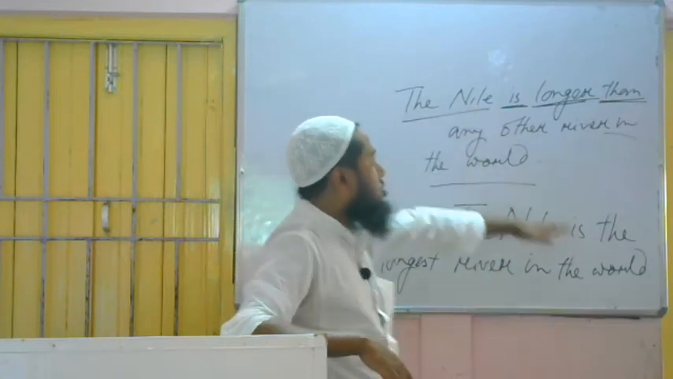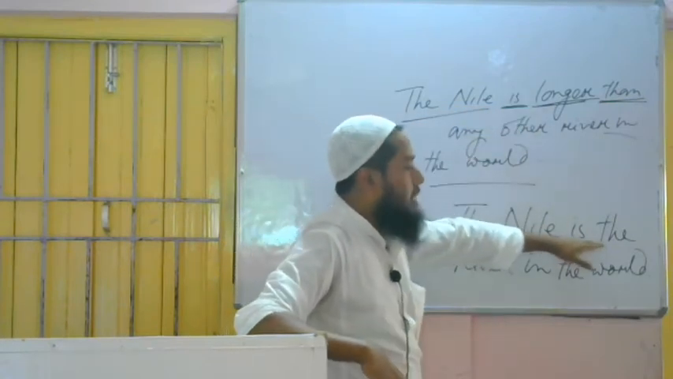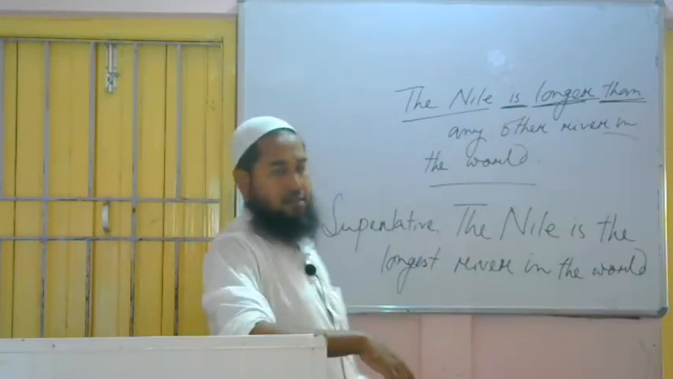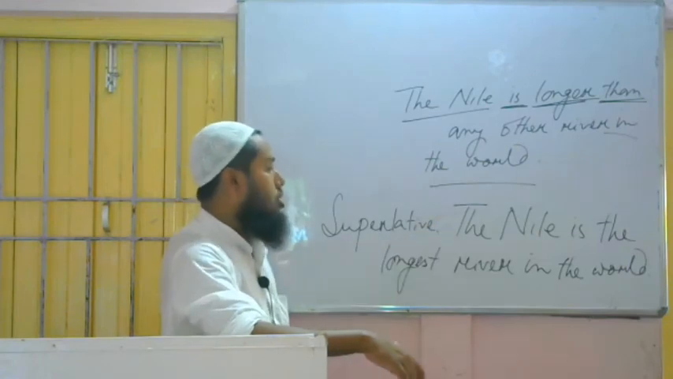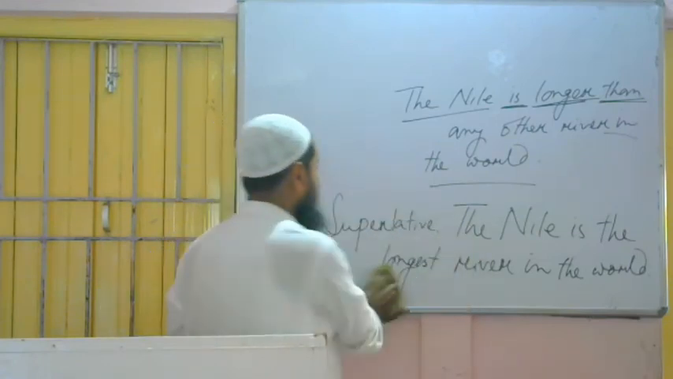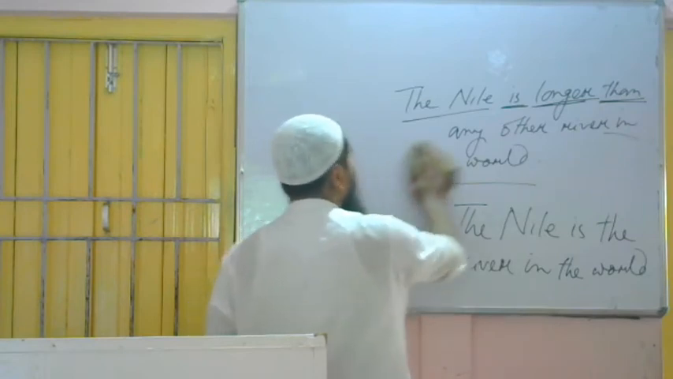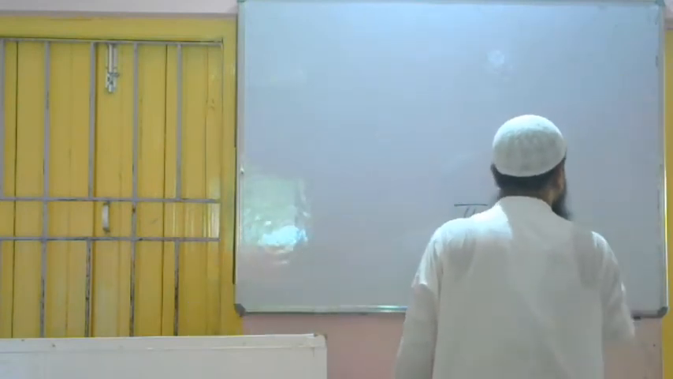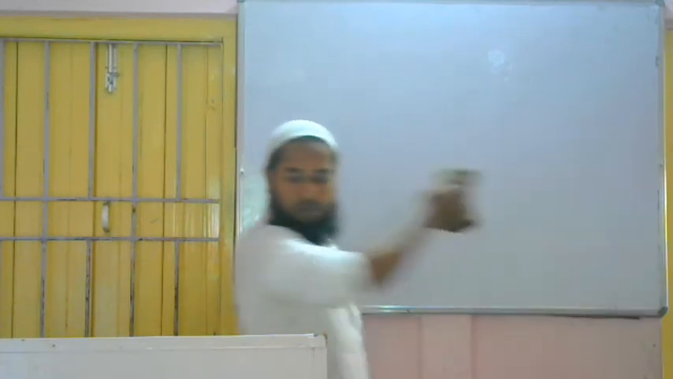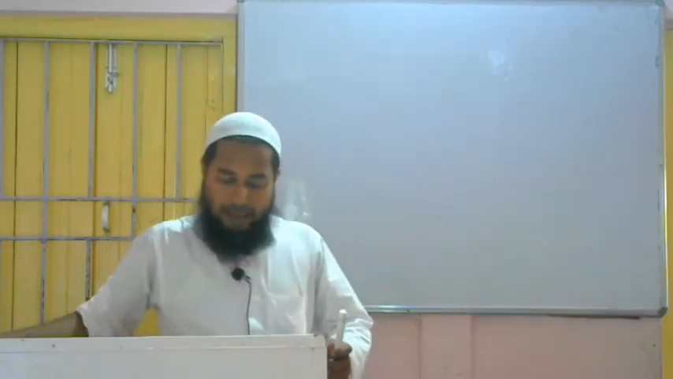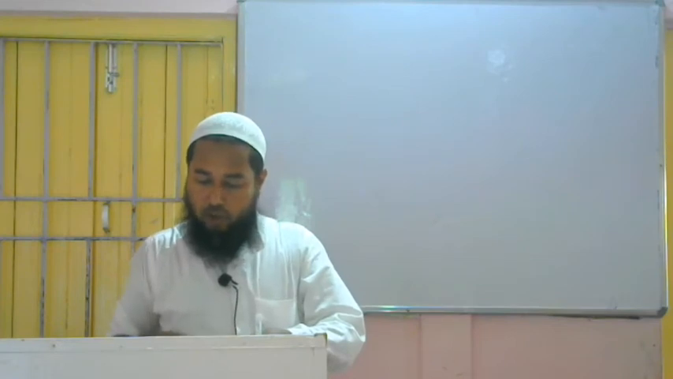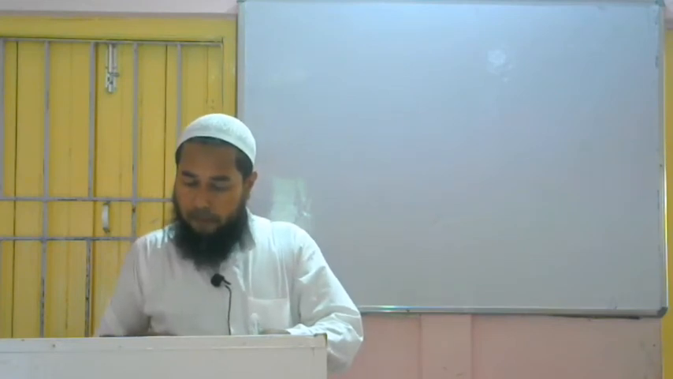According to that, we have to use the auxiliary verb without changing the tense. Then we have to use the superlative form of the adjective. Then the remaining part. Okay, so we have written: The Nile is the longest river in the world. Now let's practice a sentence of superlative degree and try to change it into comparative degree.